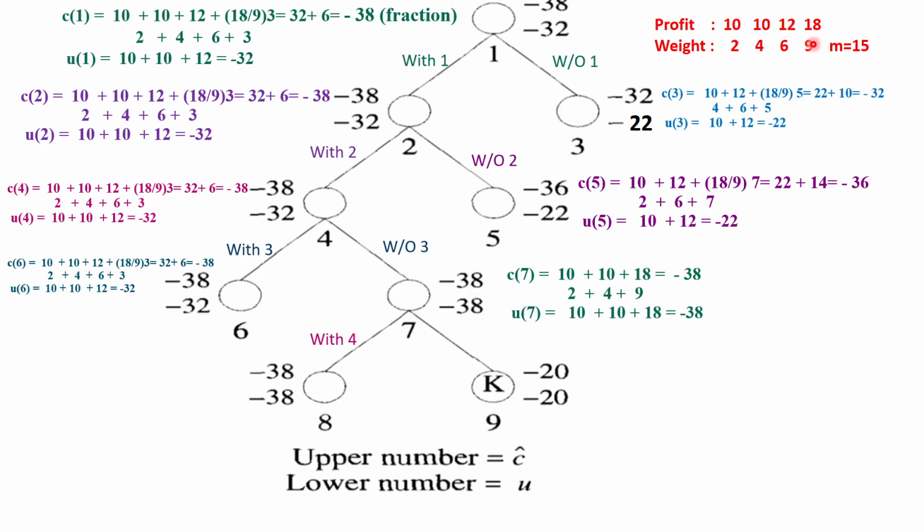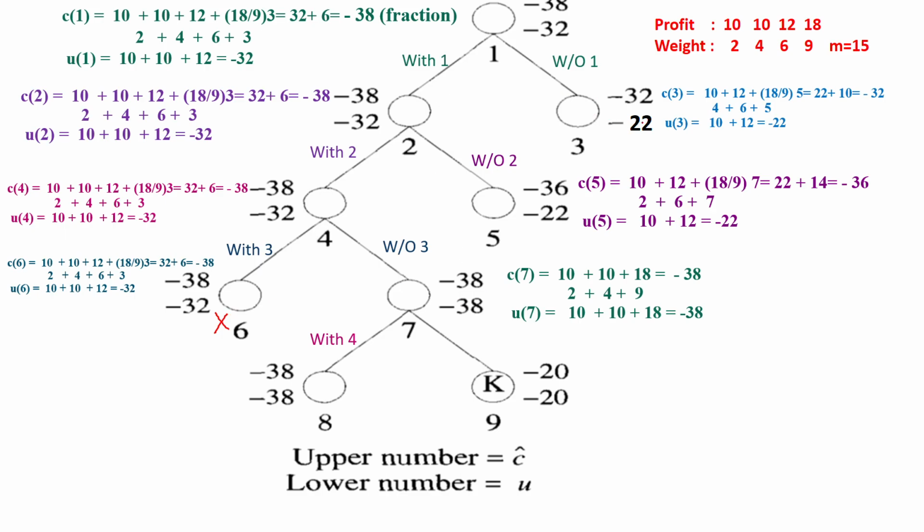You have to consider the weight of the fourth item also. If you take it, then the weight becomes 21, which exceeds your knapsack capacity. That's why you will not consider this part. So discard this part and move to the next part.